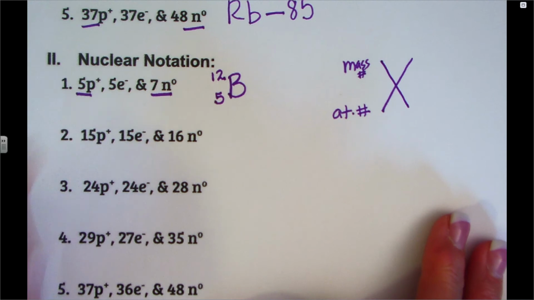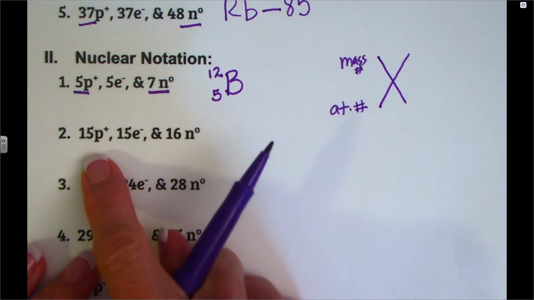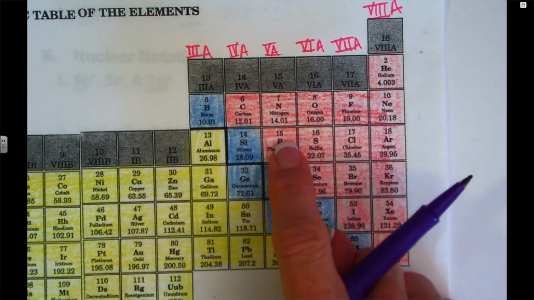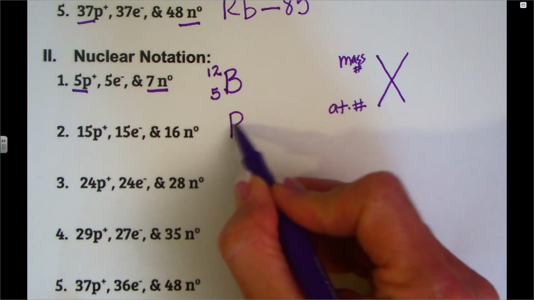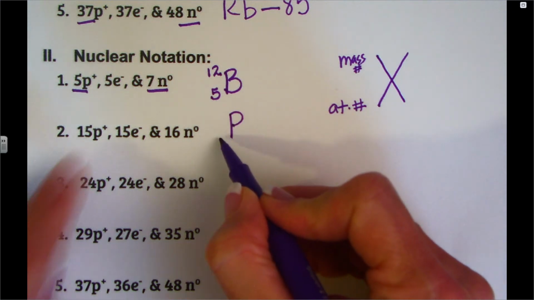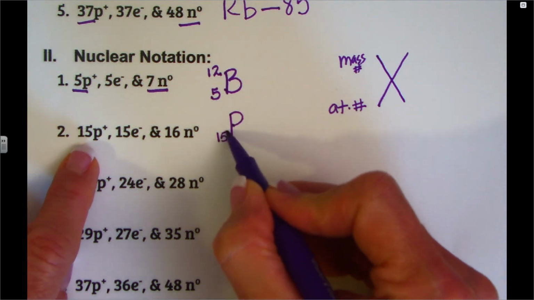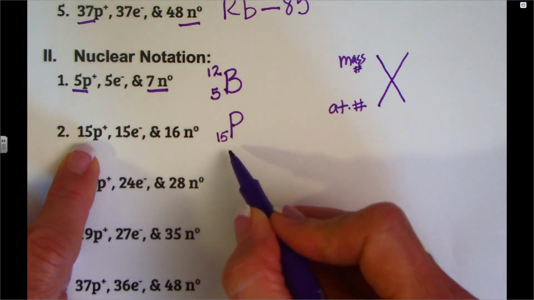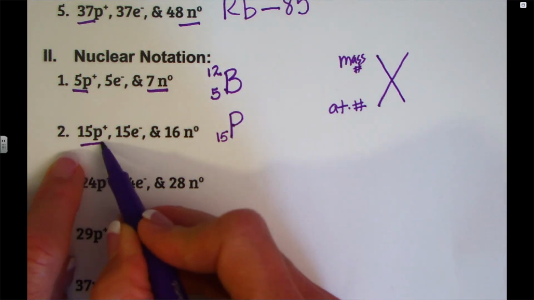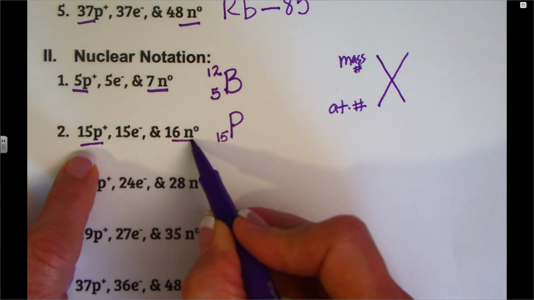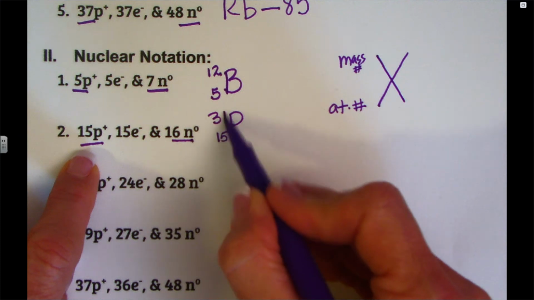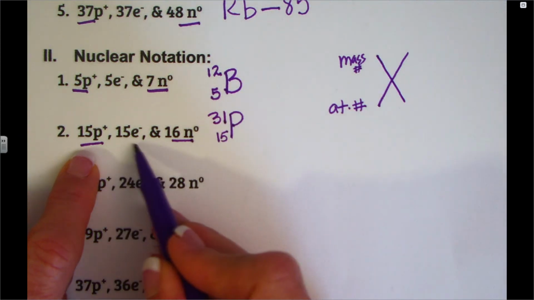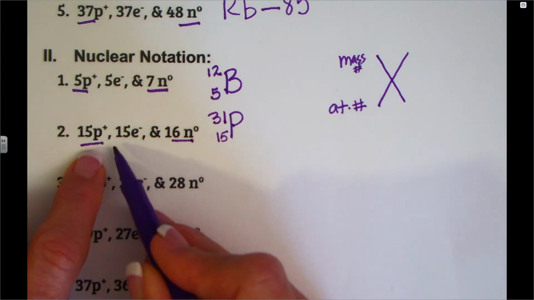All right, let's take a look at number 2, 15 protons. Just like before, find the element with 15 protons, and it's phosphorus. So we're going to put the symbol P, and we're going to put its atomic number down bottom, because the atomic number always goes on bottom. The mass number goes on top, so add your protons to your neutrons. 15 plus 16 gives me 31. And now, if you look, protons equal electrons, so this is neutral.